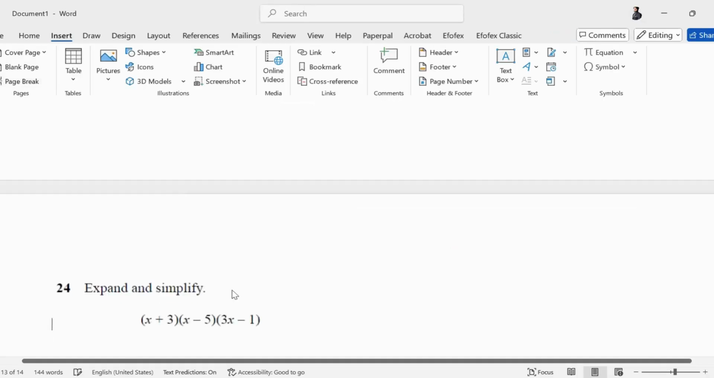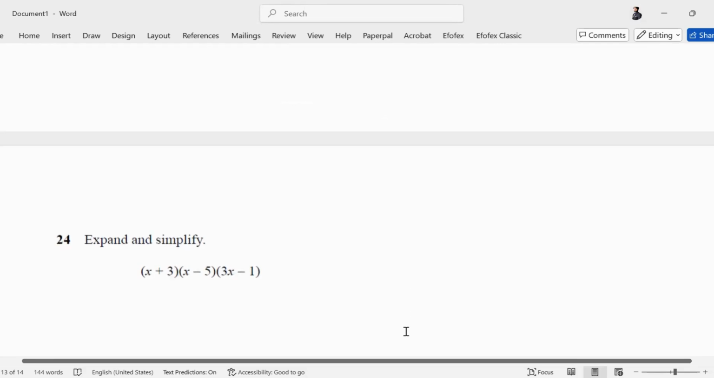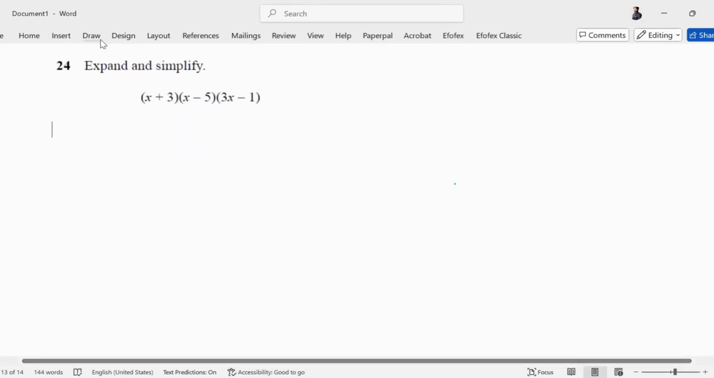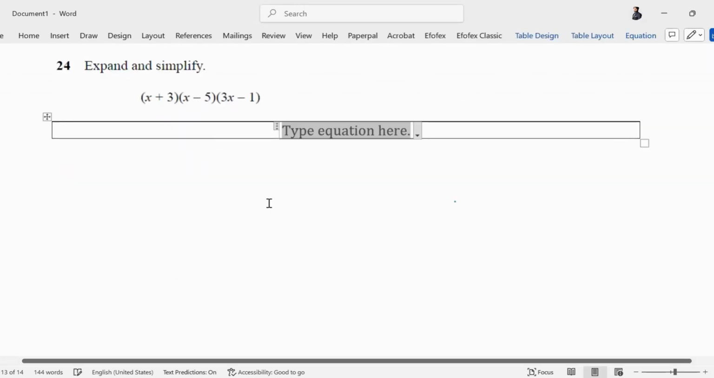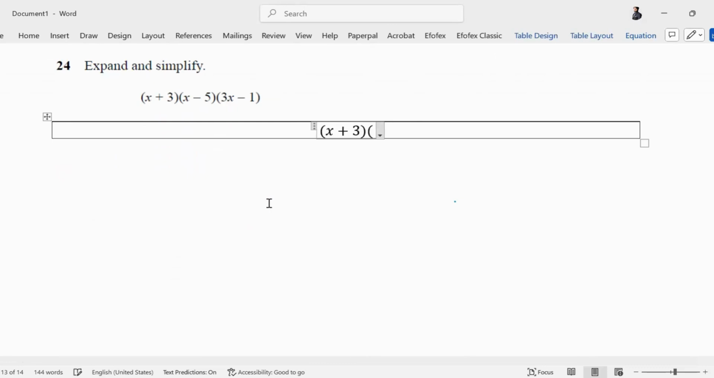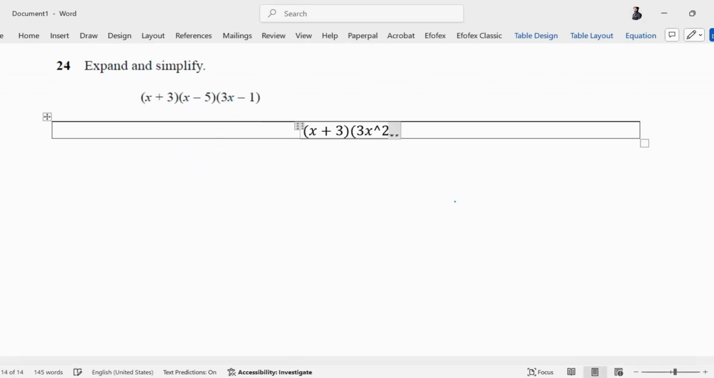Now in the next one, we need to expand a three-term cubic expression. How will we expand it? Please follow the steps carefully to understand. First, let's multiply two of the brackets. If I choose to multiply these two, I will get x into 3x is 3x squared, minus x, minus 15x, plus 5. I've just multiplied these two brackets.